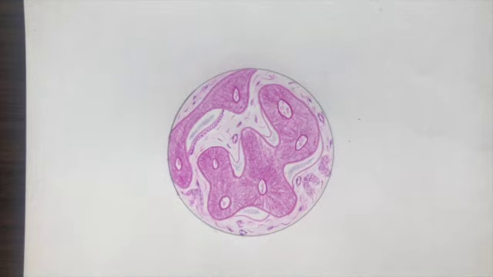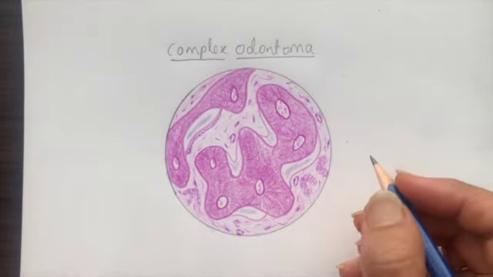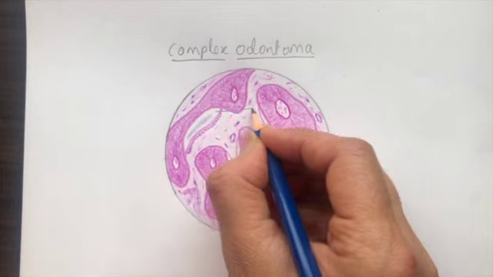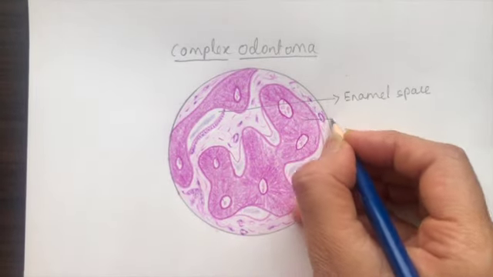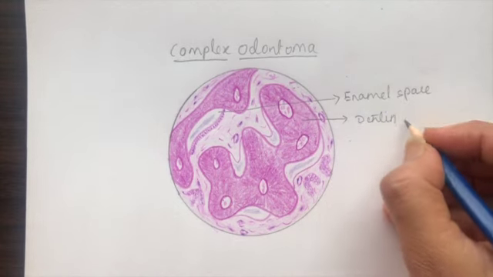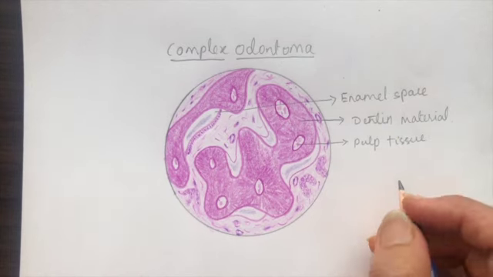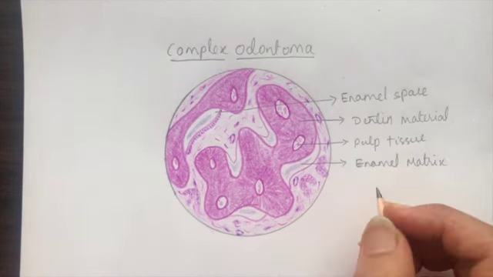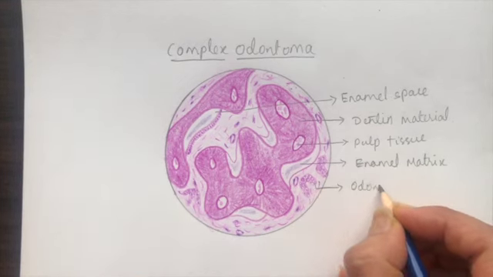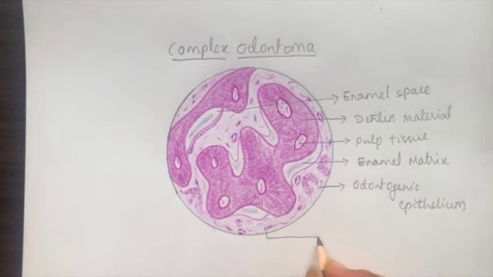Now let's start labeling complex odontome. So this is complex odontoma. Here we can start with enamel space, dentin, pulp tissue, we can label the enamel matrix, here is the odontogenic epithelium, and this is the connective tissue stroma.